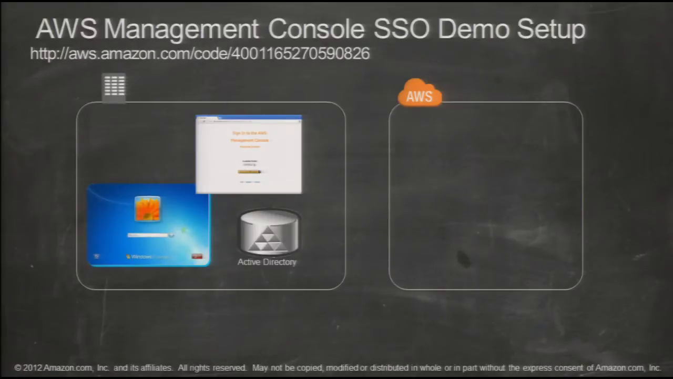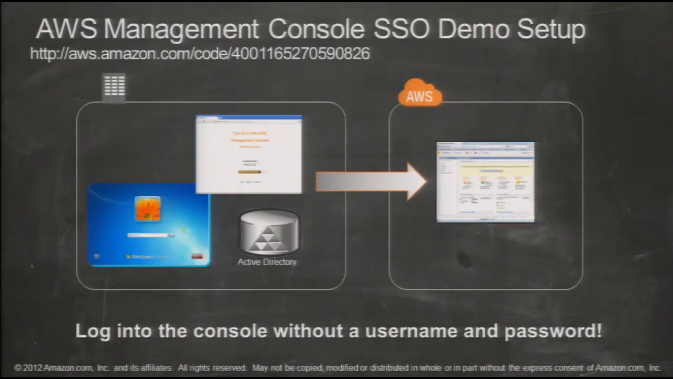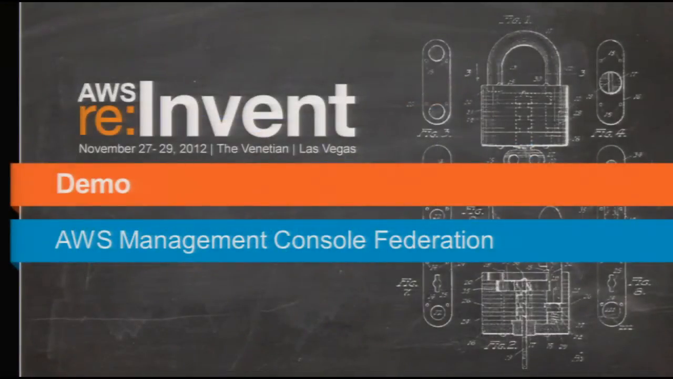When you hit that broker, you're going to be able to select the role that you want to play inside of AWS. And by selecting that role and clicking Sign In, you're going to be automatically logged into the AWS console without having to use your AWS username and password, without having to create an IAM user or anything like that. So let me show you how that works.